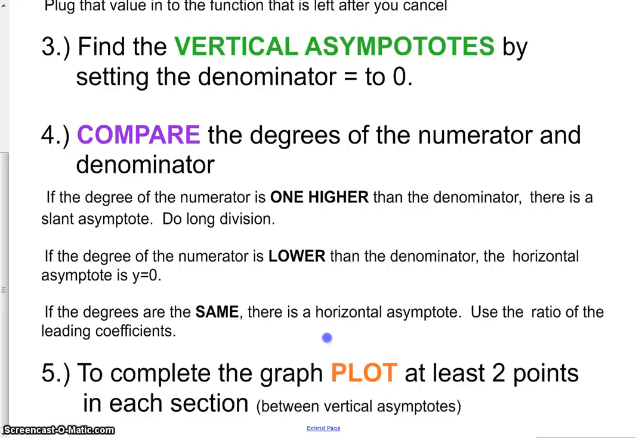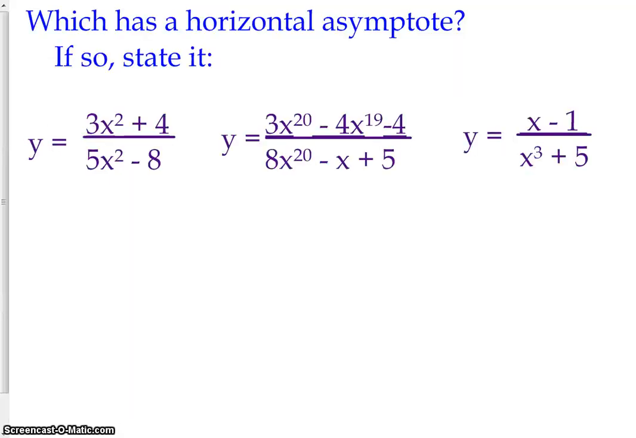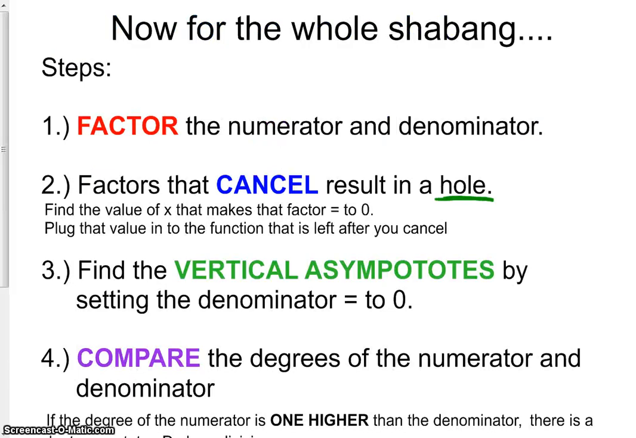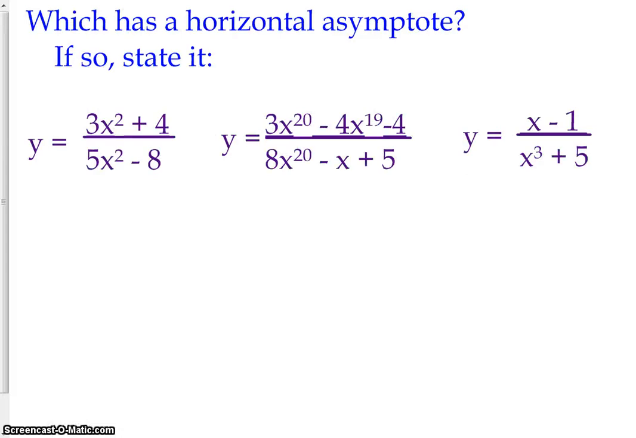And then to wrap up, to complete the graph, we're going to plot 2 points in each section, looking between vertical asymptotes and on either side of vertical asymptotes, and I'm going to show you how to do that. So I talked about this step 4, I believe it was. Let me look back here real quick. Yep, step 4 where we compared. So let's compare and say, does it have a horizontal asymptote? If so, what is it?